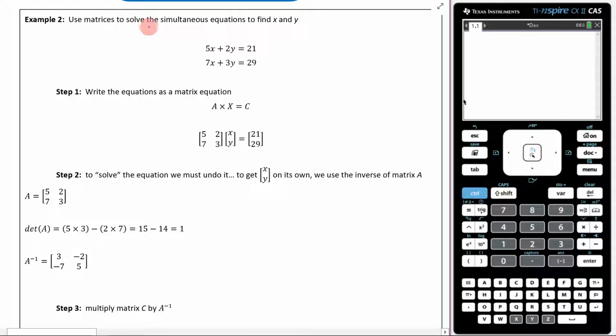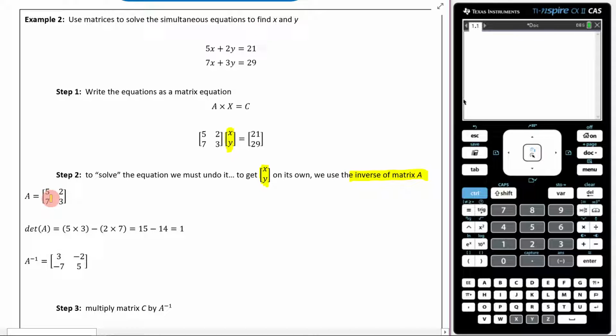We use matrices to solve the simultaneous equations to find x and y. So that's what we're trying to do. We're trying to solve for x and y here. Step 1: write the equations as a matrix equation. So take your simultaneous equations and write them as matrices, which we've seen previously. Step 2: to solve the equation, we must undo it. To get xy on its own, we use the inverse of matrix A. So what we want is to get xy by itself.